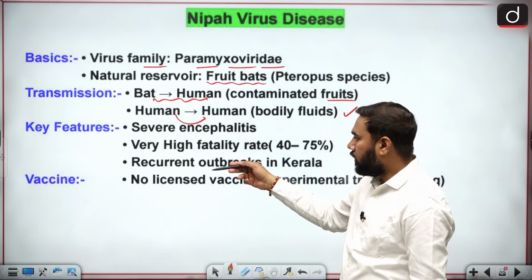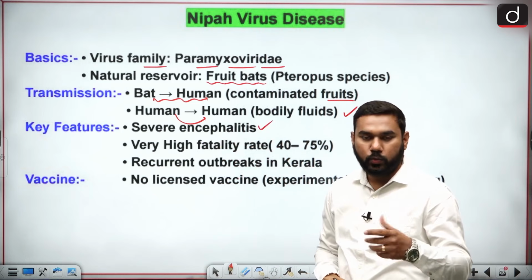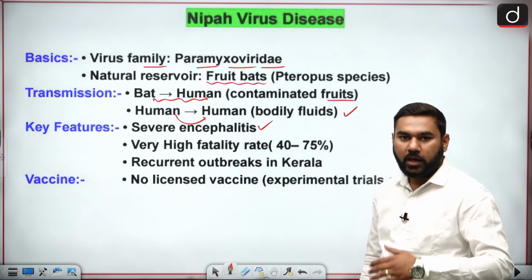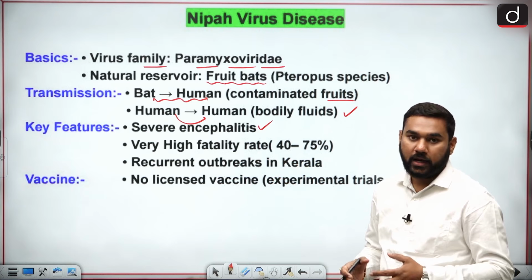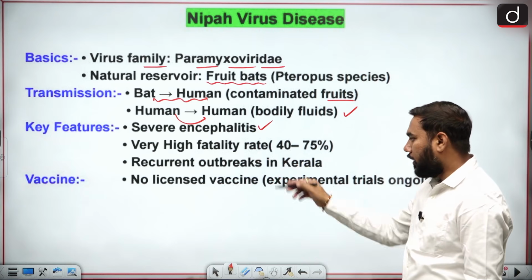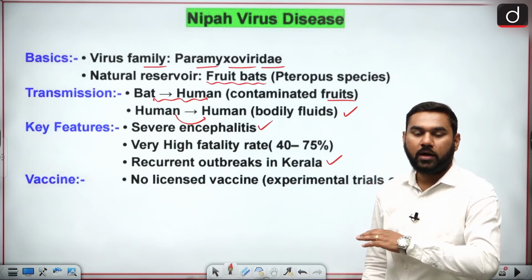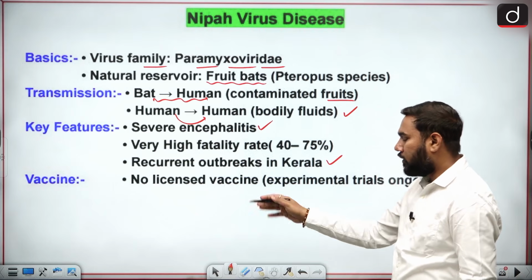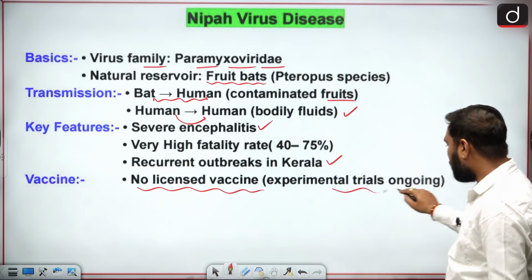Key features: there is severe encephalitis. Encephalitis means brain swelling is there. Very high fatality rate, it means it can spread very rapidly, so the people can get infection at a very high rate. And recurrent outbreaks in Kerala. So Kerala is one of the places which has had the highest amount of infection of Nipah virus. Vaccines: presently there is no licensed vaccine, so experiments are going on.